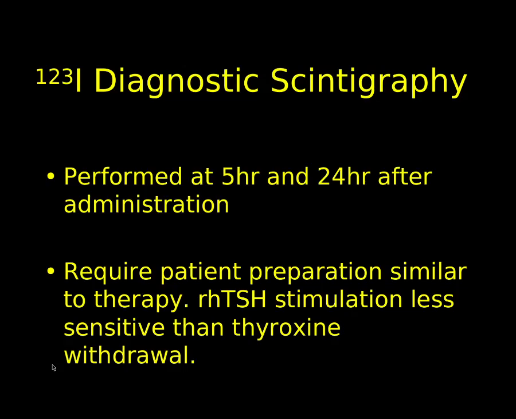Diagnostic scintigraphy with Iodine 123. We can perform that at 5 hours and 24 hours after the administration of the Iodine 123. It's usually 400 megabecquerels. But of course we will have to prepare the patient just as we did for a therapy dose. You can use withdrawal or you can use recombinant TSH, although certainly some papers say that the image quality is not as good with recombinant TSH administration when compared to thyroxine withdrawal.